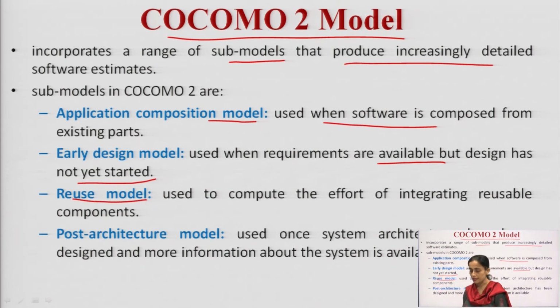As the name suggests, this model is used to compute the effort of integrating reusable components. Firstly, I will identify them, then I need to compute the effort of integrating those reused components. Then the fourth kind of model is the post-architecture model. This model is used once the system architecture has been designed and other information about the system is available.